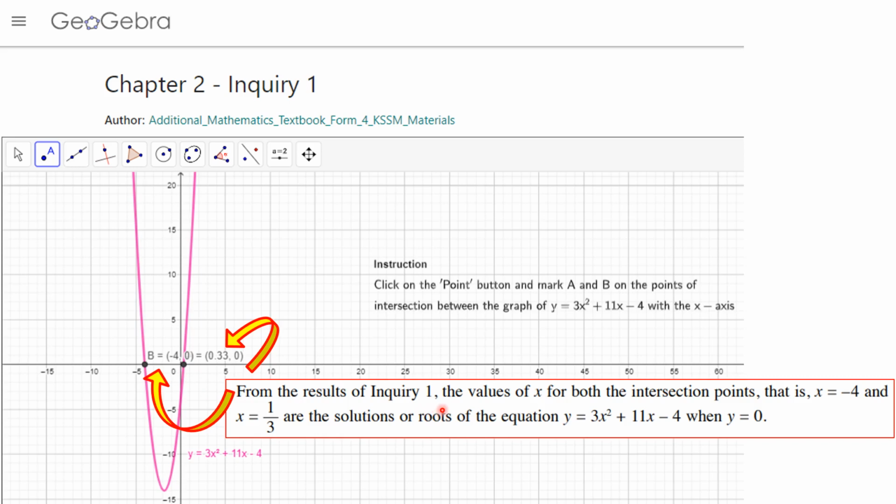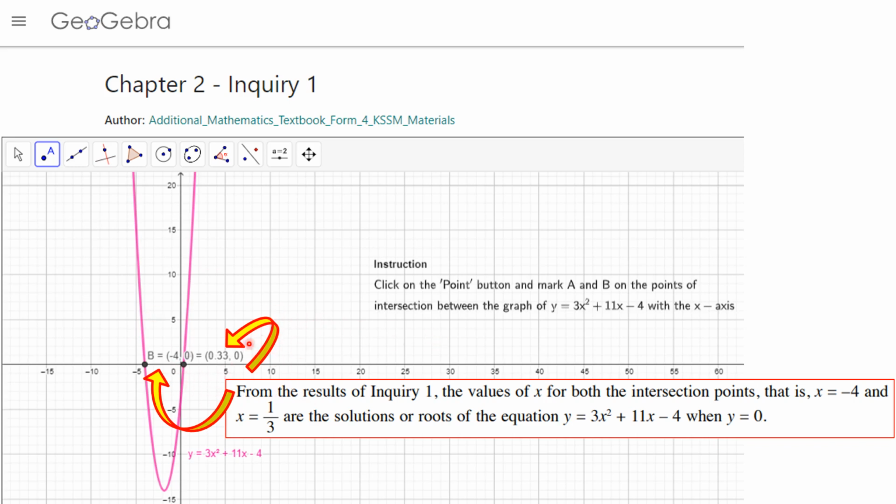From the result of inquiry 1, we only observe the value of x, where y is equal to 0. Here, this is the value of x, 0.33, and this is negative 4. So we get negative 4 here, and 0.33 is x is equal to 1 over 3, since 1 over 3 is equal to 0.33. These are the solutions or roots of the equation y is equal to 3x squared plus 11x minus 4 when y is equal to 0. So this is the solution. We are going to learn about the solution and the roots.